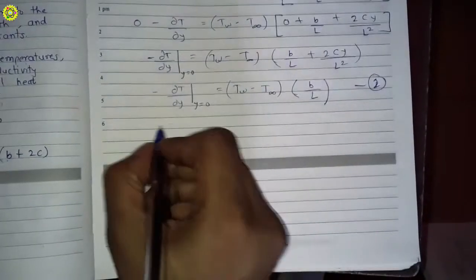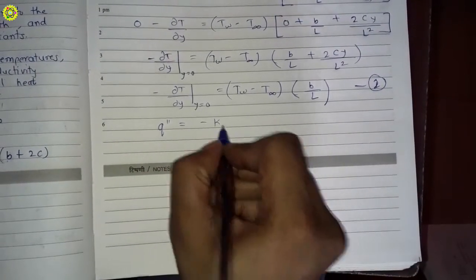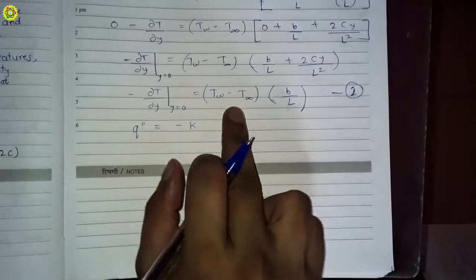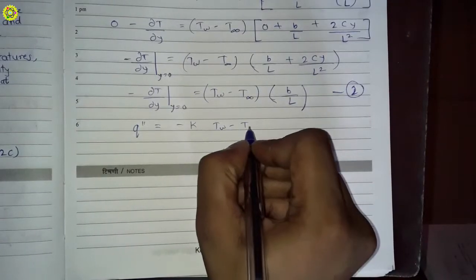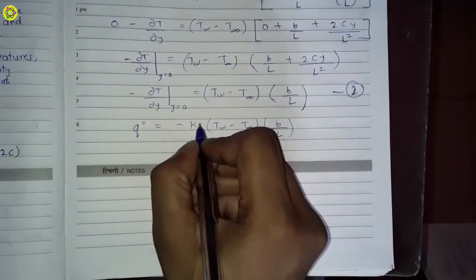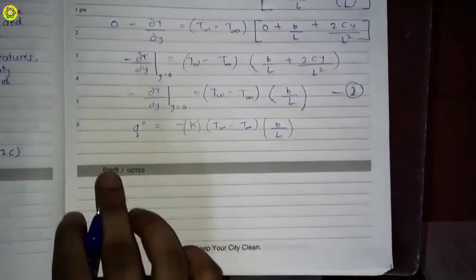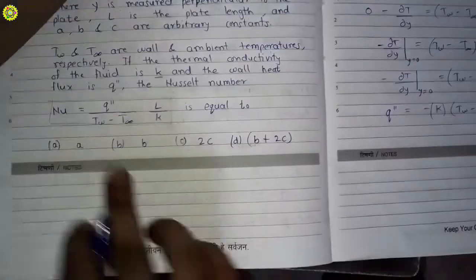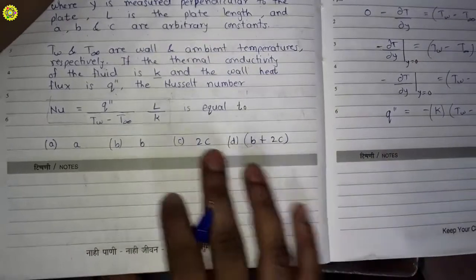So we will get q double dash is equal to minus K, as you can see. Now put the values: Tw minus T infinity B upon L. Now this is the Nusselt number. Let's take this value here.